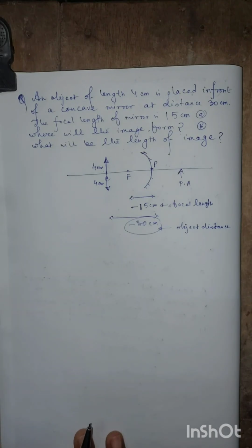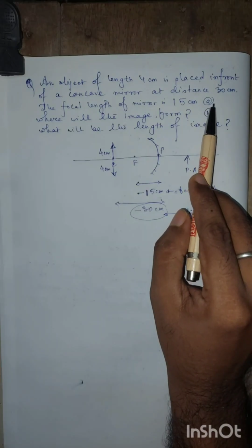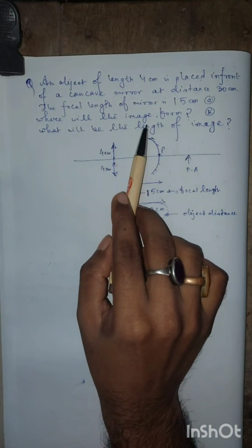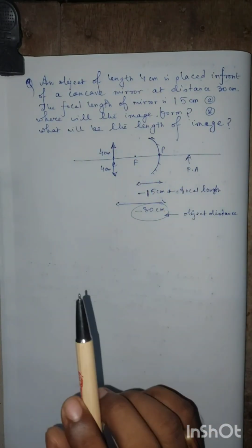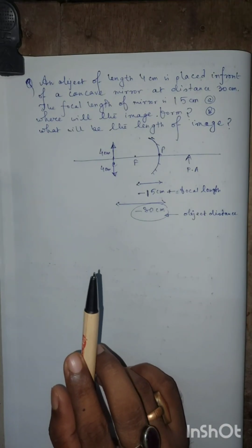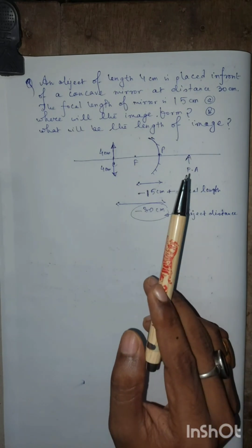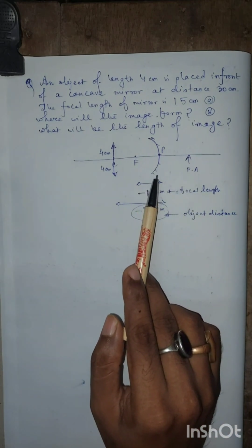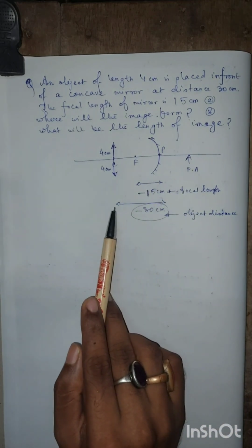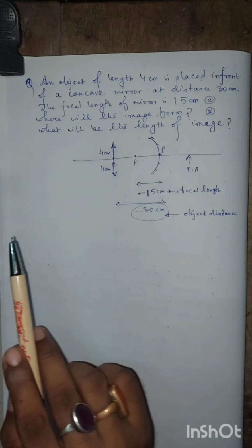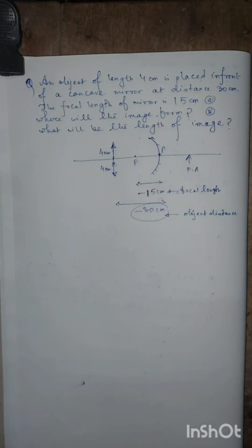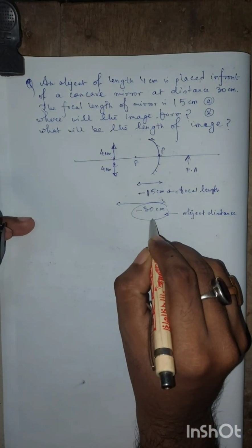So let us calculate it using the mirror formula. Question A says, where will the image form? So the image will form in front of the mirror, and the image distance will be 30 centimeter. This is also the image distance.